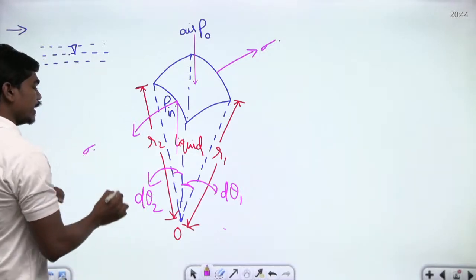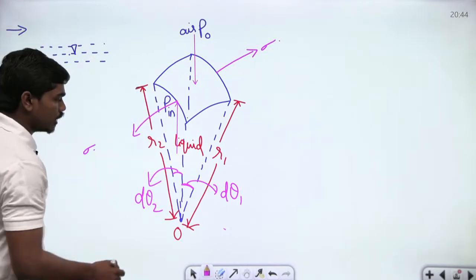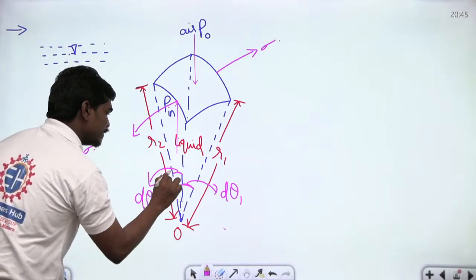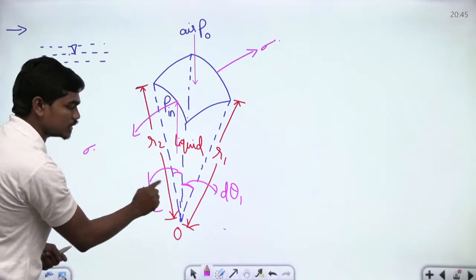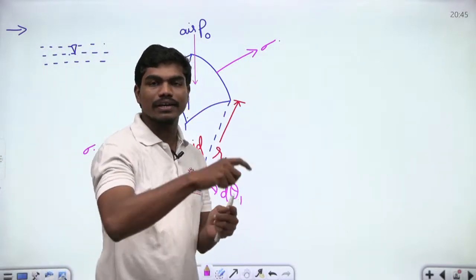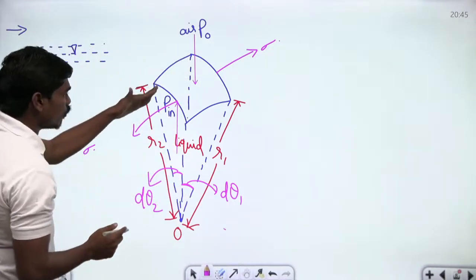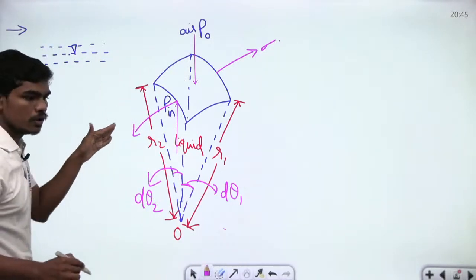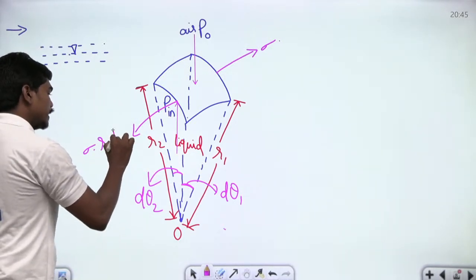Now this is sigma into, now what is the length of this face? Look, if this is R2 and this is d theta 2, then can I write the length of the arc is nothing but radius into this angle, L is equal to r theta. So if you have a circular sector, then the length of the arc is L equal to r theta. Since the force is surface tension force into the length on which it is acting, you can write this as sigma into R2 into d theta 2.